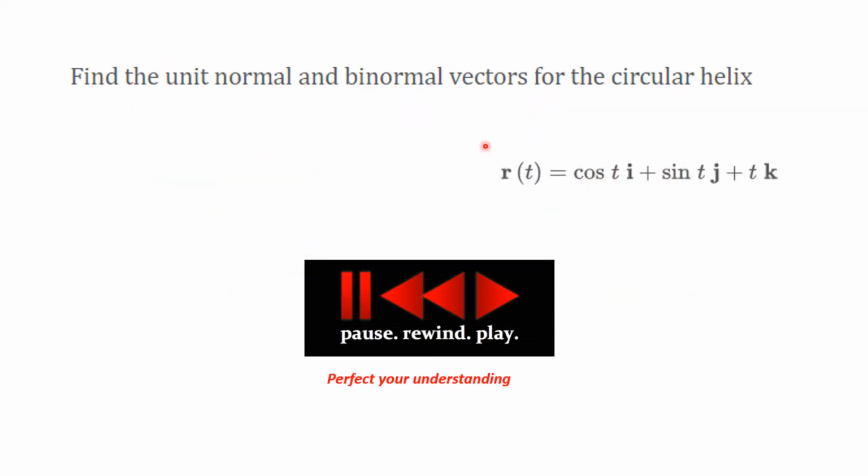So let's apply the formulas to solve this problem. Find the unit normal and binormal vectors for the circular helix, and here's the equation of the circular helix that we're doing. You know what to do. Let's see how you did.